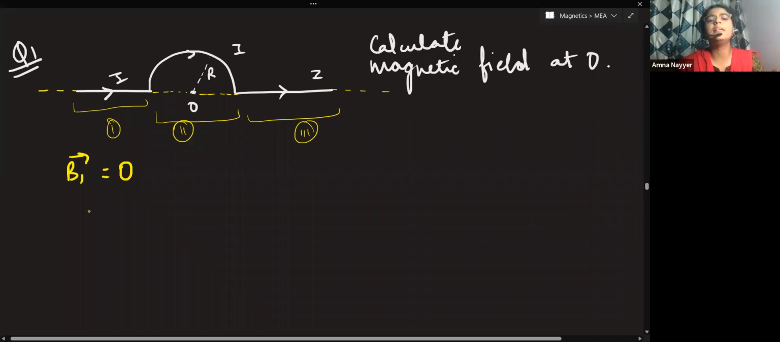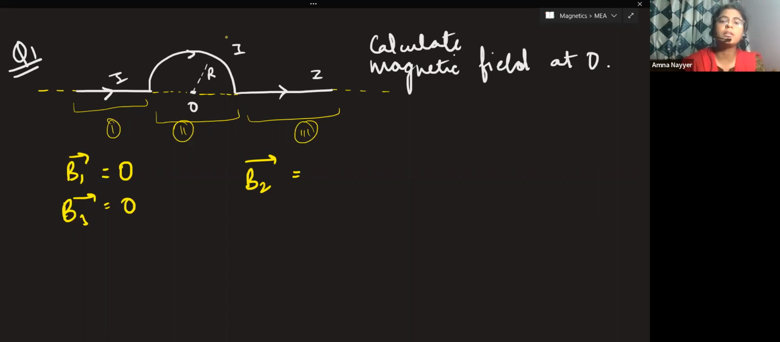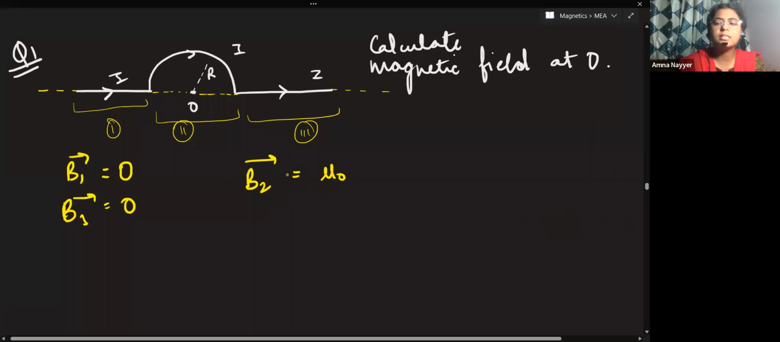Then B3 will be the same. B3 will also be 0 because this point is again lying on the axis. B2 we can calculate. B2 will have a value. Now for a semicircle, we had discussed the calculation of the magnetic field due to a semicircle right now also. It is mu naught I divided by 4 times the radius. And the radius is already given, capital R.